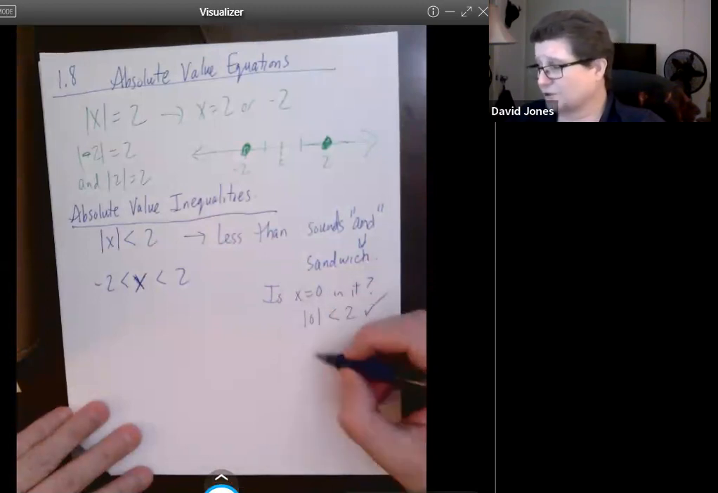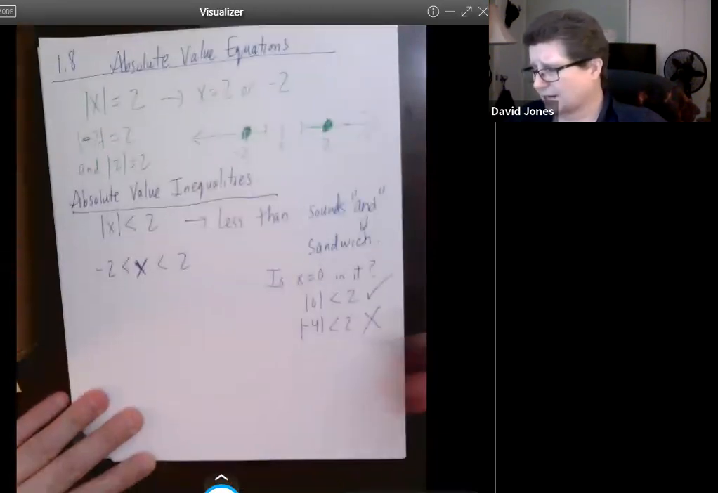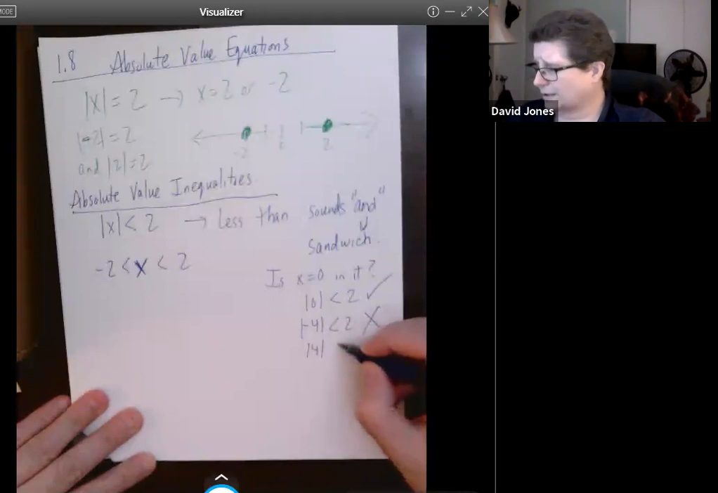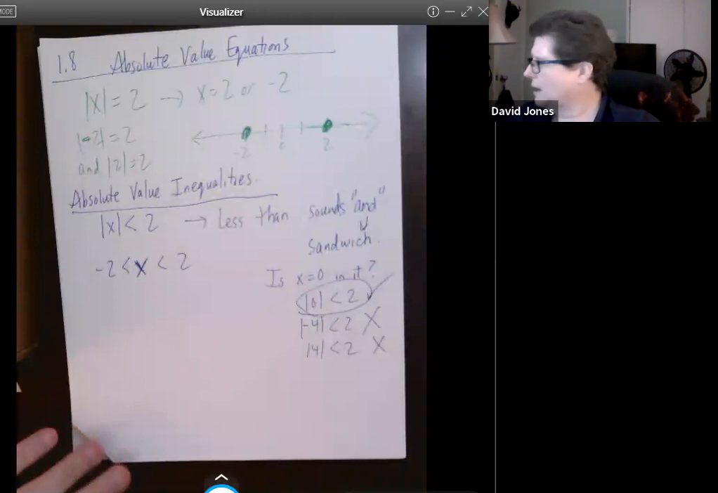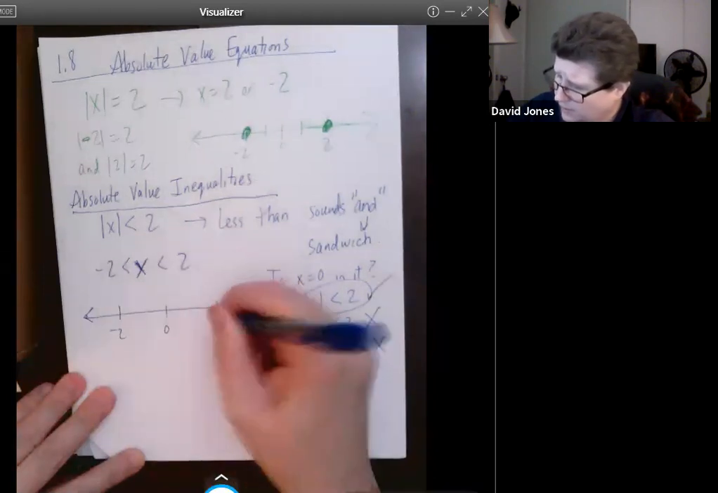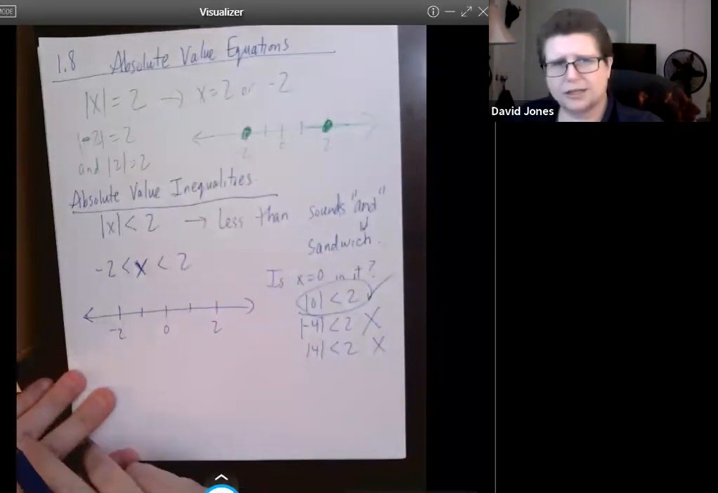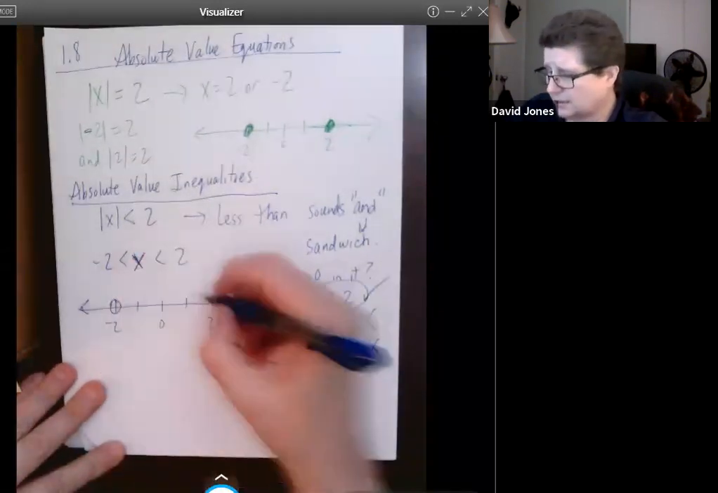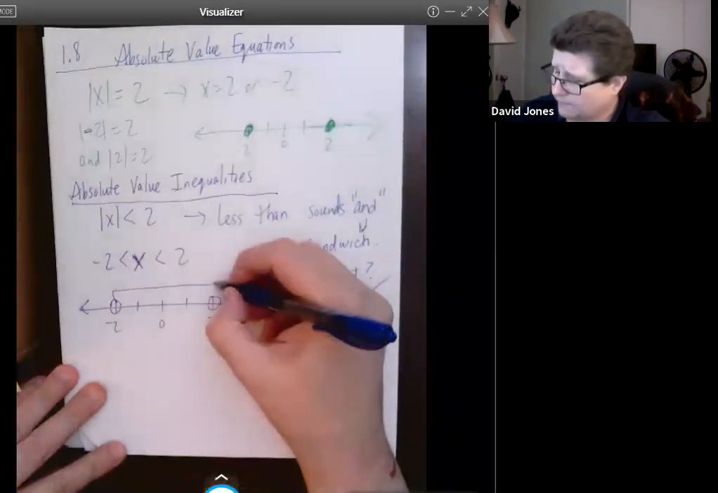Does less than -2 work? -4. Is the absolute value of -4 less than 2? Nope. And outside of 4, is the absolute value of 4 less than 2? No. So it's the in-between thing. So I've got -2, 0, and 2. Recall when we don't have the equal portion on the inequality, these are hollow points. And in between goes between them.